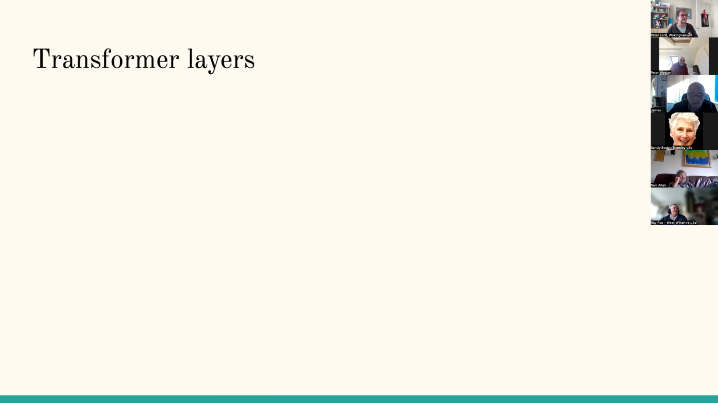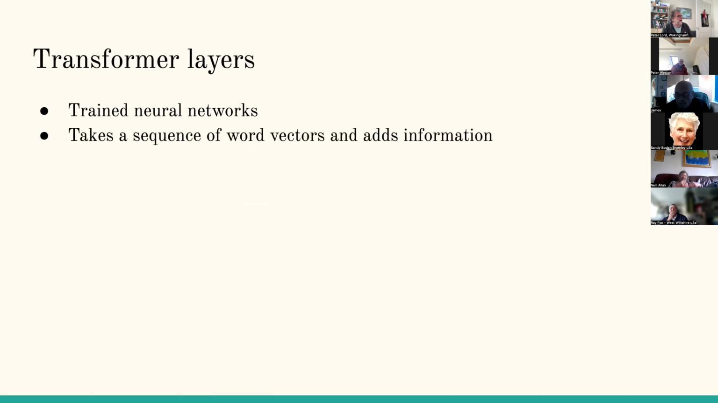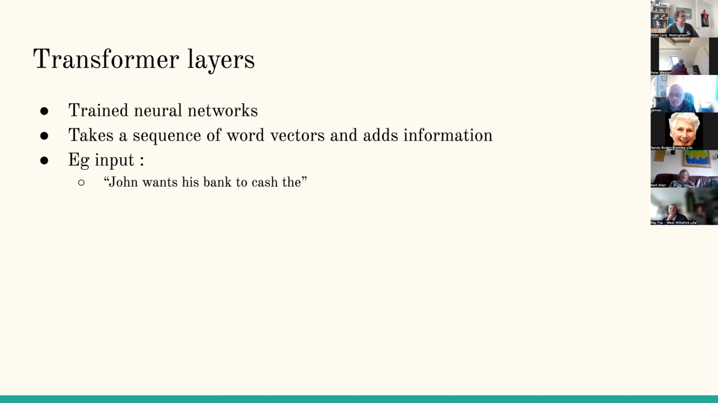So transformer layers. These are absolutely trained neural networks, and this type of layer was developed in 2017 by Google Brain. What each layer does is take a sequence of word vectors, which comes from the previous layer, and add information. Essentially, let's say our prompt is "John wants his bank to cash" and the next word is going to be "check", you would expect.